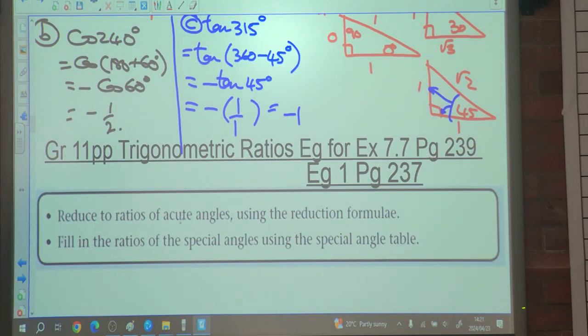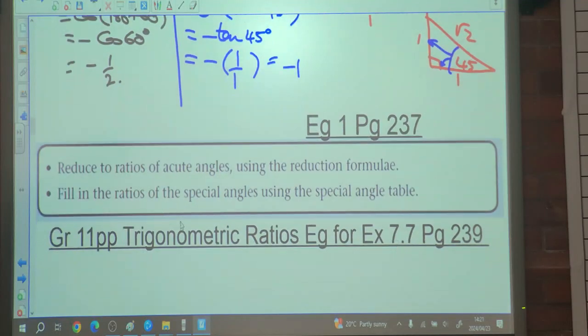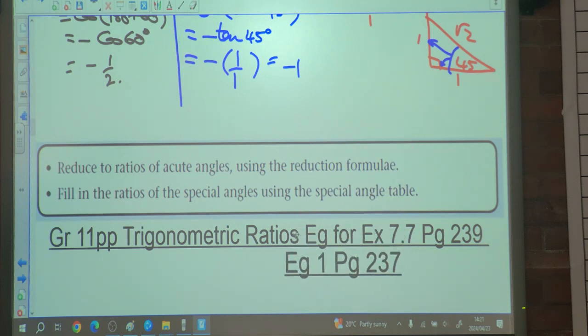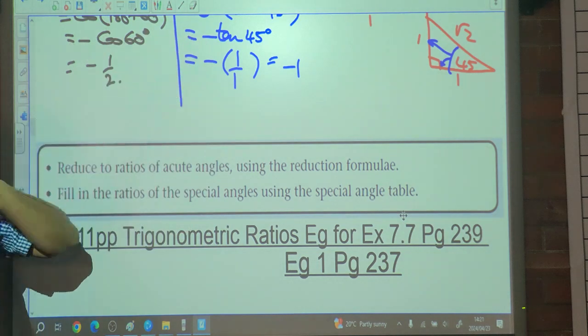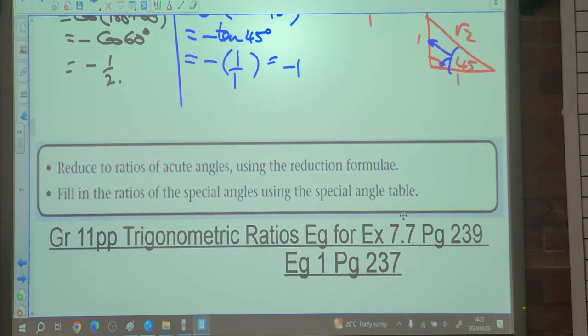So make a note there, people. The steps that we will be following: reduce to ratios of acute angles using the reduction formula, and then fill in the ratio of the special angle using the special angle table or the special angles diagram. Those are the steps we will follow to simplify these sums.